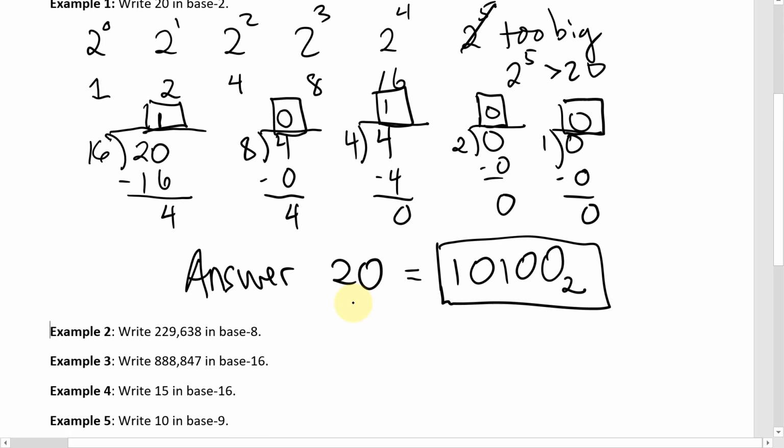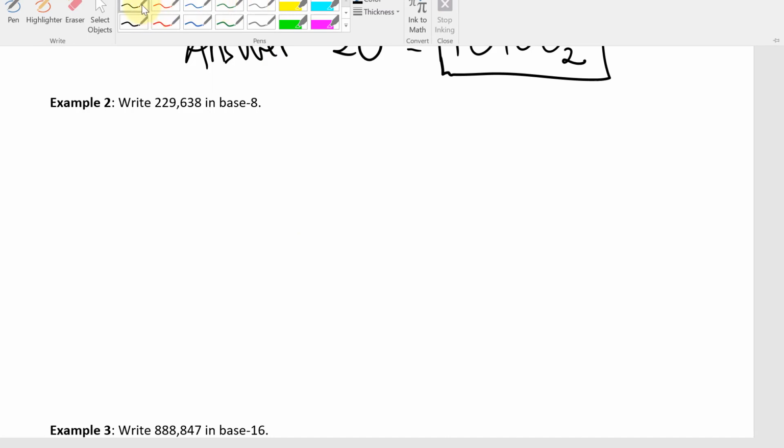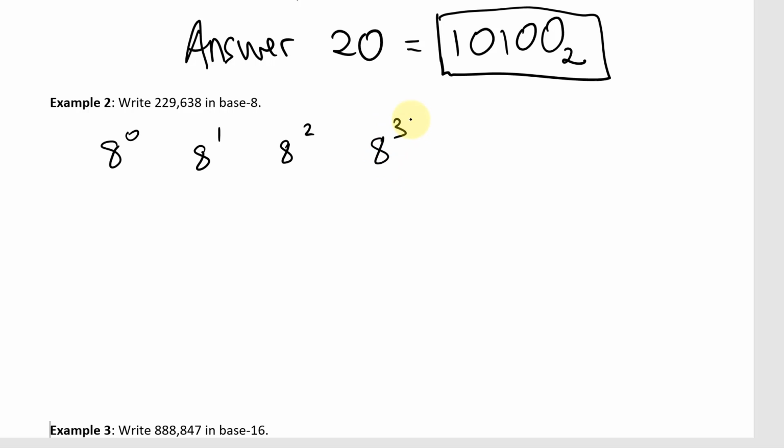Let's move on to the next one. I'm going to write 229,638 in base 8. And so now we're working with base 8. We'll look at powers of 8, starting with 8 to the 0, 8 to the 1, 8 squared, 8 cubed. I might need a calculator to keep track of these. I'm looking for, continuing as long as I have, values that are less than or equal to 229,000.